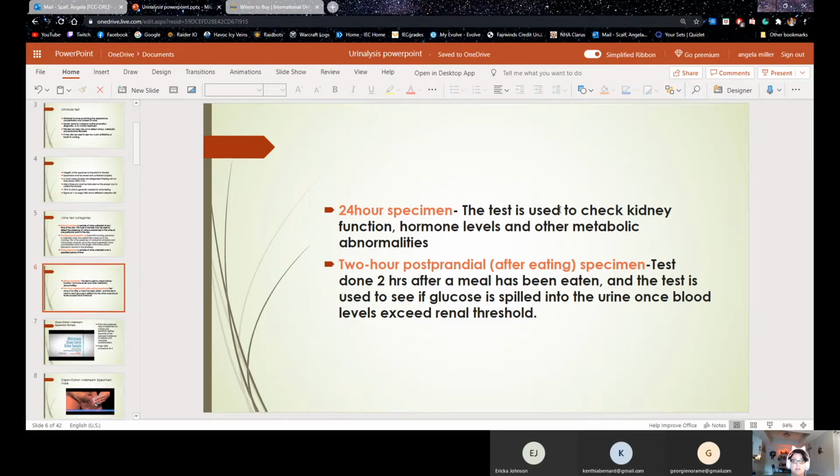And then there is the 2-hour post-eating, right? And that specifically is done to see if a patient's insulin is maintaining, because if it's not, you'll see glucose in such large excessive amounts that it spills into the urine, meaning that the blood can't absorb all of the sugar that needs to be taken into the cells, so it's sent to the kidneys and we urinate the rest of it off.